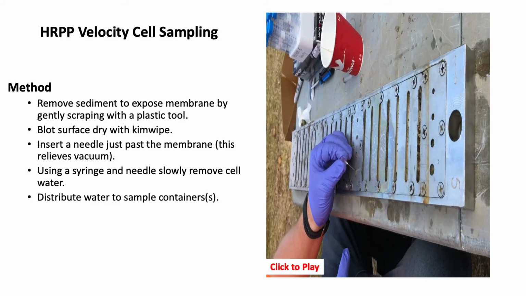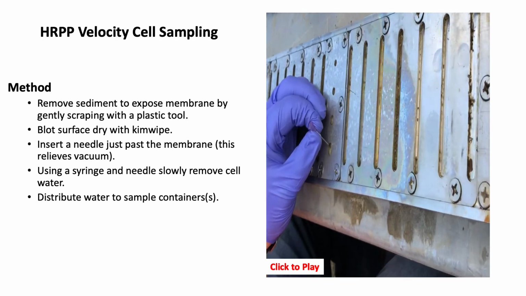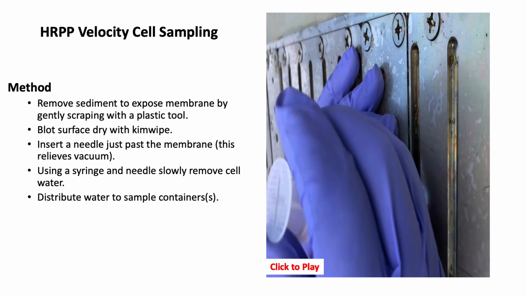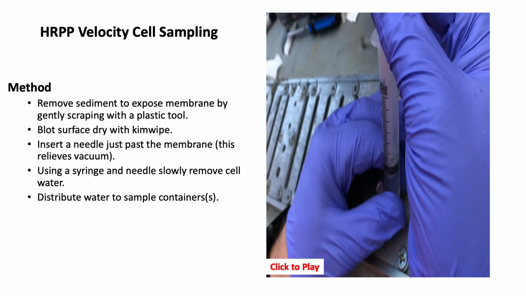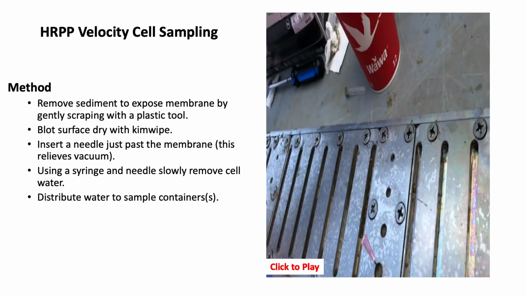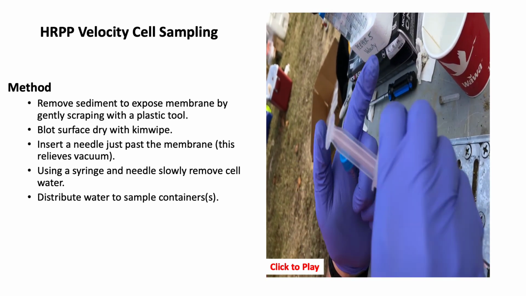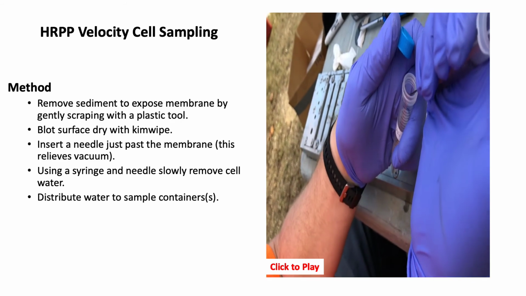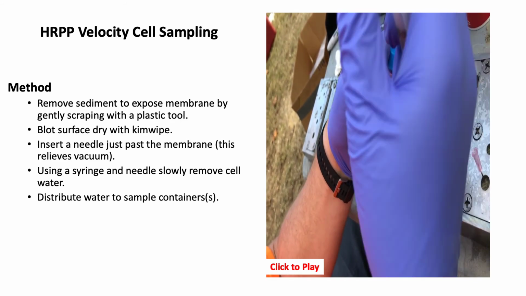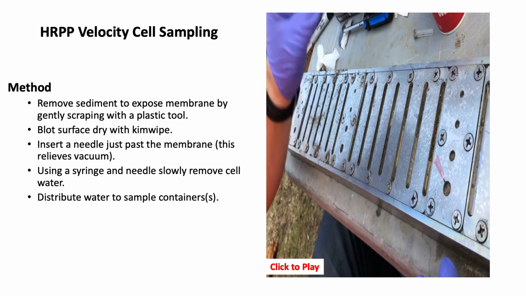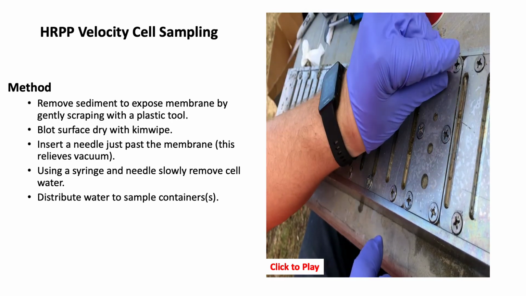Okay, for the velocity cells, the exact same technique is used. The sediment is removed from the screen by scraping gently. A chem wipe then is used to absorb the excess surface water. A needle is placed through the screen to right below the membrane. A separate syringe and needle is then placed through the membrane. The water is removed and the sample distributed into the appropriate container.